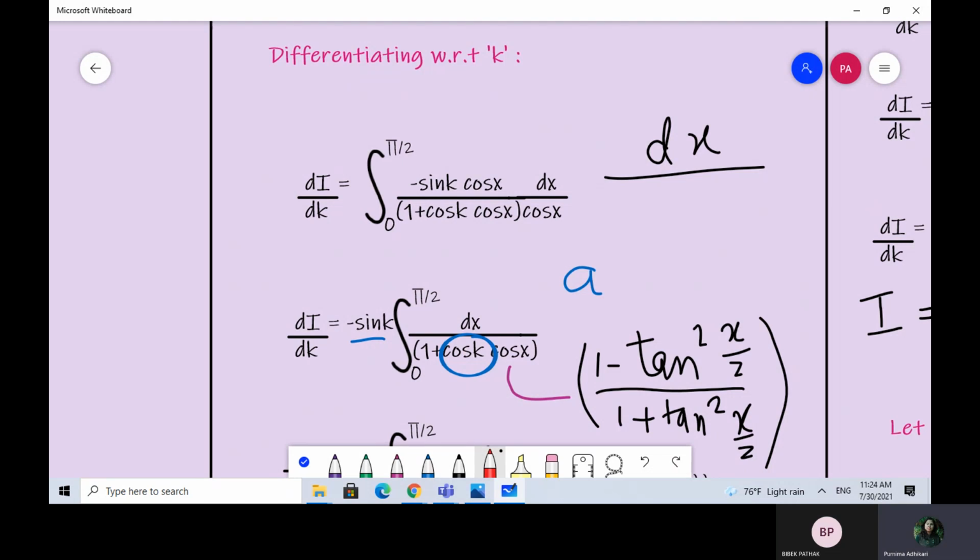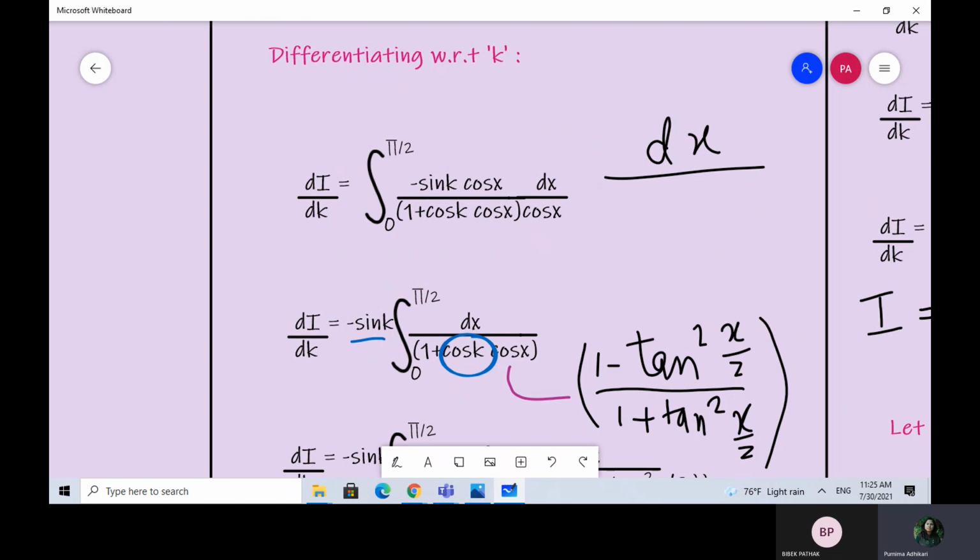So you see, cos x can be written in this way: cos x equals 1 minus tan square x by 2 divided by 1 plus tan square x by 2. So you go both ways. Let's also come from here to here. Just calculate it using mind calculation, quickly. You can see that you are going to get cos x.